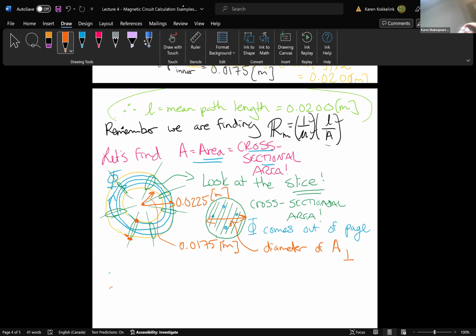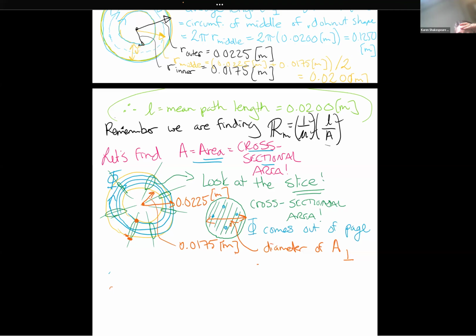So the area there then, so the diameter of this perpendicular area or diameter of this plane is going to be the outer radius minus the inner radius. R outer minus R inner of my toroid, which was specified in the question.